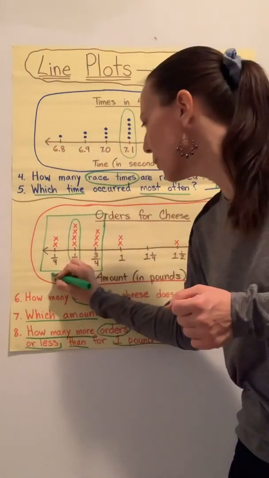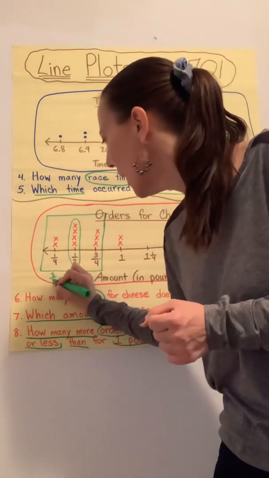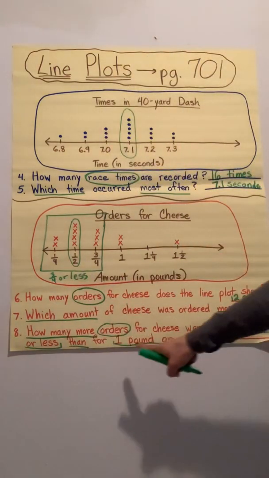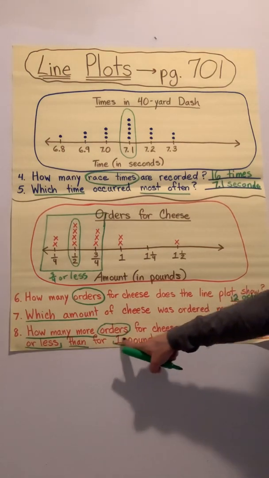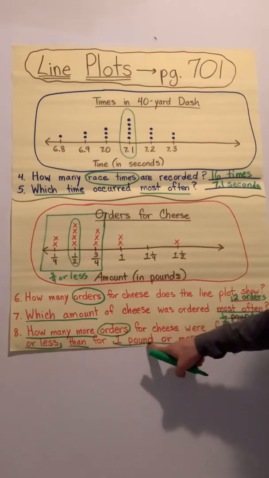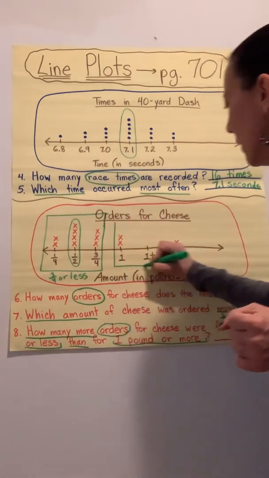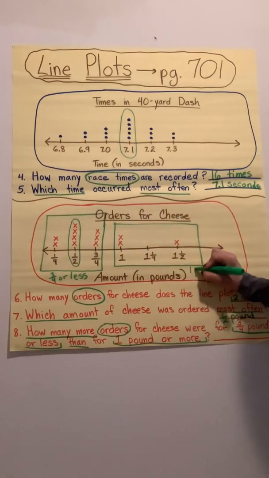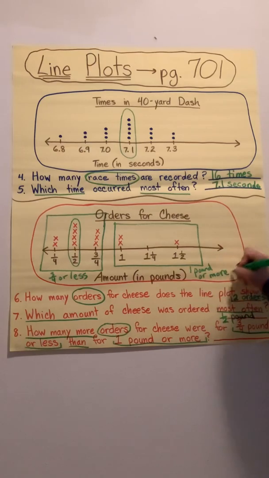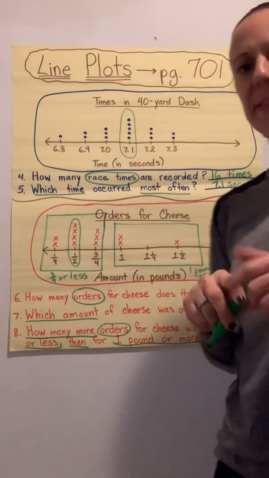That's 3/4 or less. And they want me to compare that to 1 pound or more. Again, it doesn't say more than 1 pound, it says 1 pound or more. So that means 1 pound is part of it. I'm going to use this section for 1 pound or more. So those are the two things I have to count up and then subtract to get the difference.